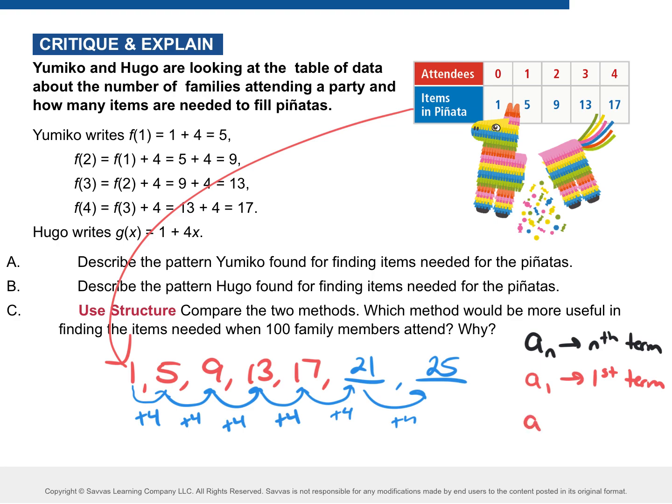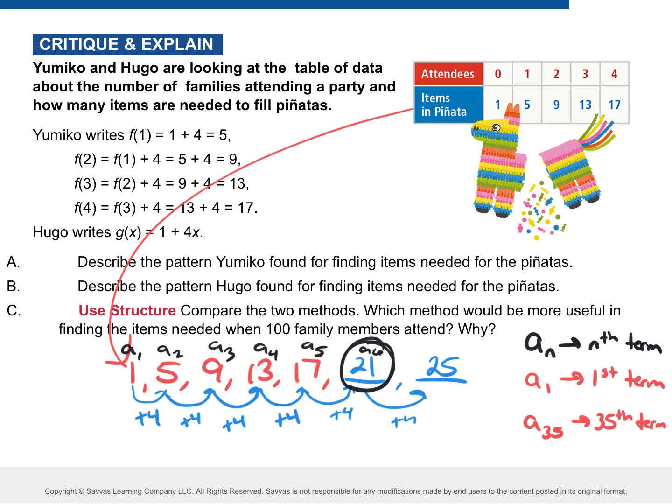If I did a to the 35, what term is that? The 35th term. Are we seeing a pattern here? Whatever that n value is, that's the number of the term in the sequence. So what term is this number 21? That is the 6th term, right? This would be A1, A2, A3, A4, A5, and this would be A6. So 21 is the A6 term.